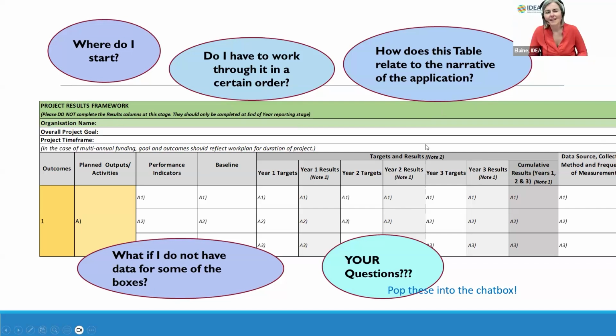Yeah, I think it's like, do I start with this or do I start with the narrative? And I think what we've seen is it's sort of a dual parallel process where you might start to draft out your ideas for the goal or the planned activities, but then you have to go back and flesh it out in the narrative. And the logic of doing that then helps you refine the results framework. So it's a bit of a dual process, I think.